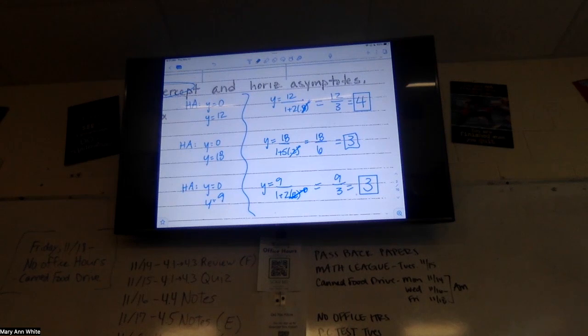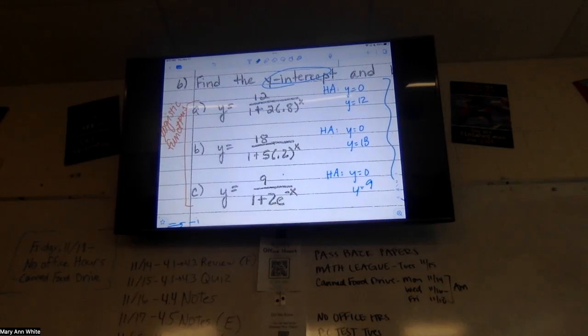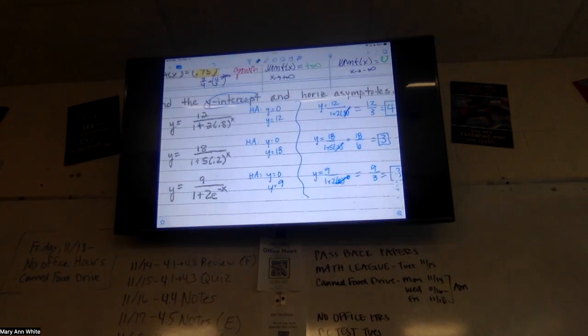Horizontal asymptotes are always 0, and then whatever the numerator is here. So these are called logistic functions, and just by definition of a logistic function, one of their horizontal asymptotes is 0, the other one is whatever the numerator is. Yep. 0.